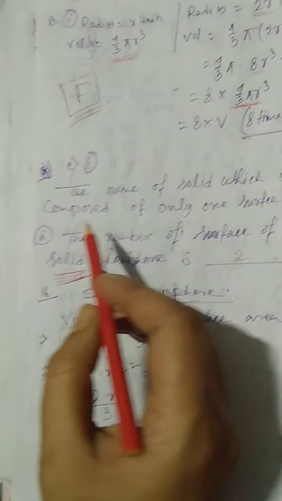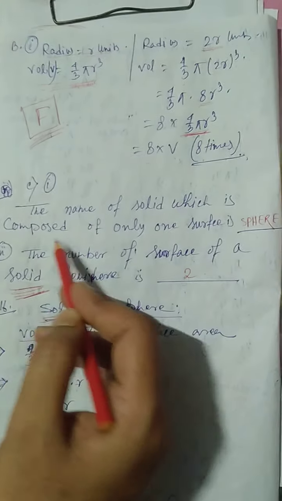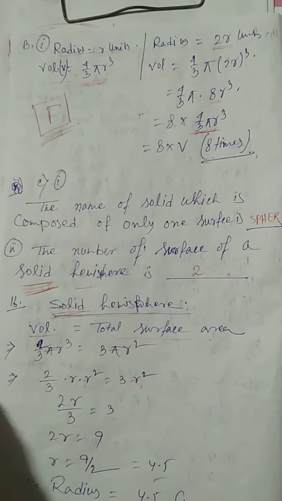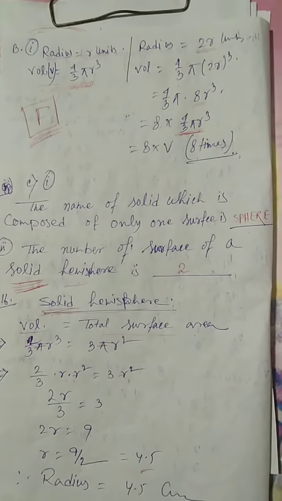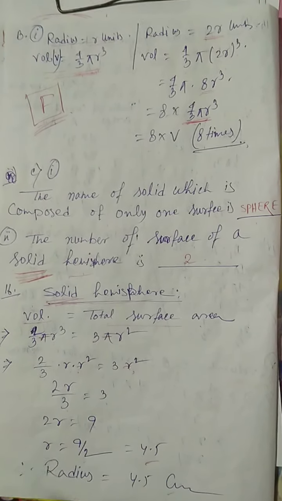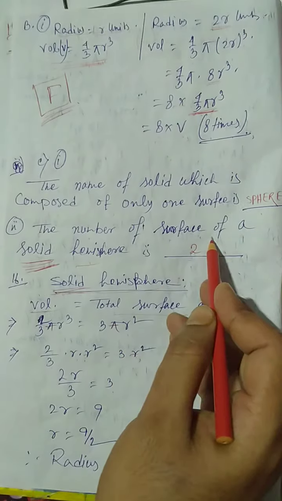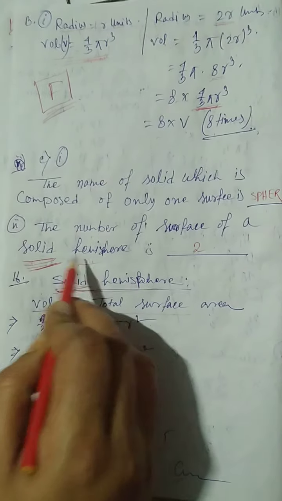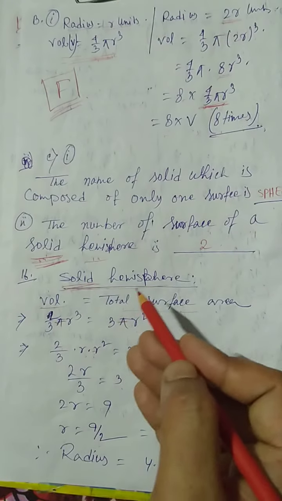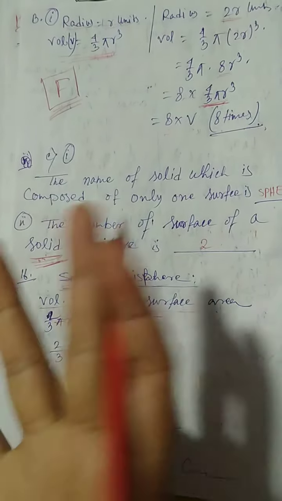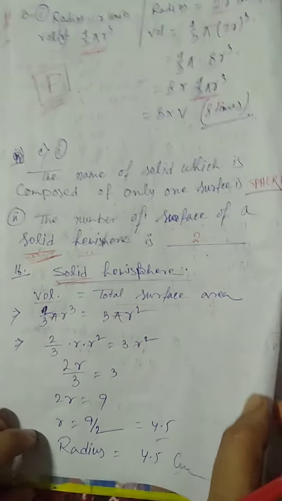Next, question number C1. The name of the solid which is composed of only one surface. Everyone knows that the one-surface solid figure is a sphere. Only one surface, the solid figure is a sphere. The number of surfaces of a solid hemisphere: the hemisphere is solid, so its number of surfaces will be 2, because one is a curved surface and another is a plane surface. So the number of surfaces is 2.